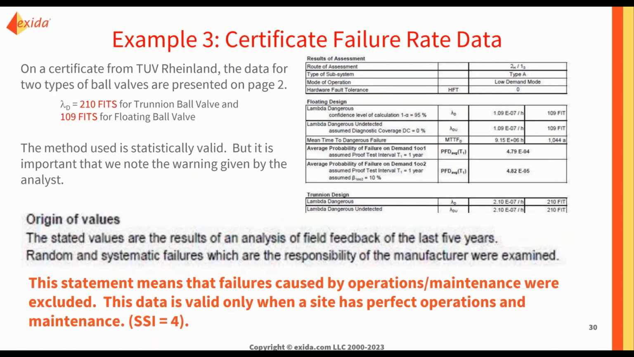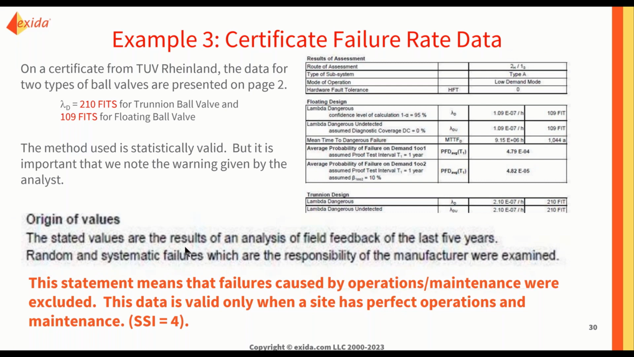Here's another one. The data for two types of ball valves are presented, trunnion and floating. Now this one came up with a number of 210 for trunnion and 109 for floating. Well, it's not as ridiculous as the last one, and the methodology used is completely statistically valid. But it's important we note the warning given by the analyst. And I clipped it out. It's kind of small print in the report.